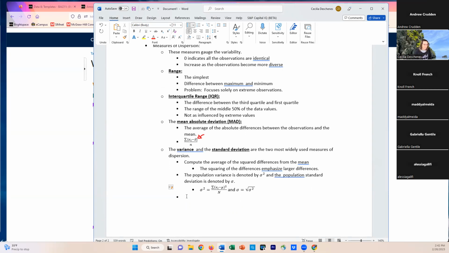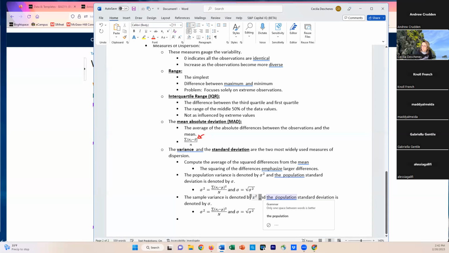And similarly, I'm just going to copy this all down and change certain things, right? So let's copy. So the sample variance is denoted by S squared, and the sample standard deviation is denoted just by S.